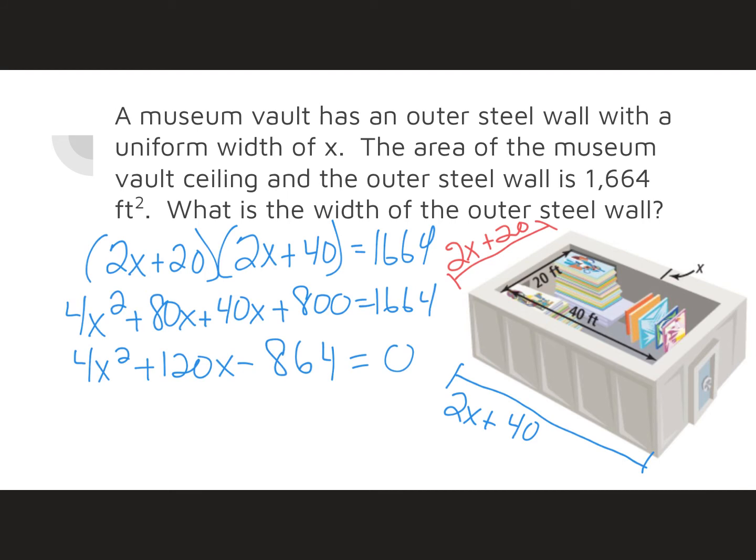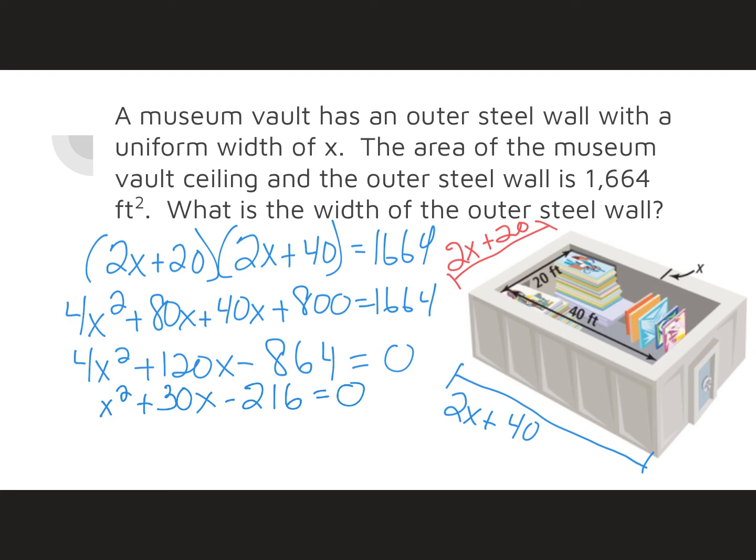Okay, so now I see that I have a 4 here that I can divide out. Because we actually have an equation here, I don't have to factor it. I can actually divide it out. So I have x squared plus 30x minus 216 equals 0.